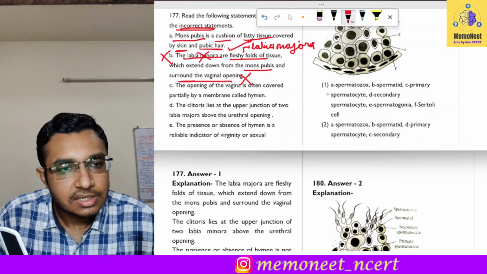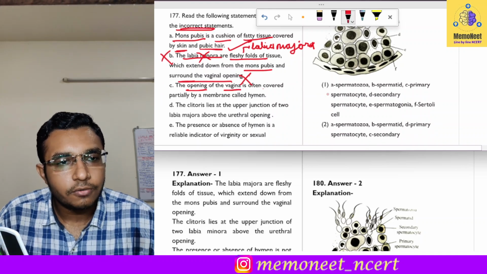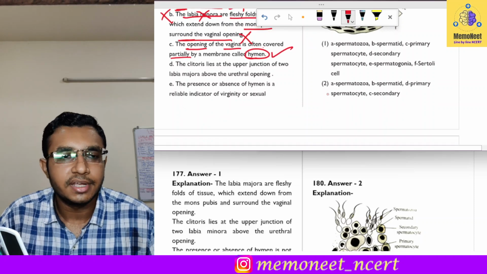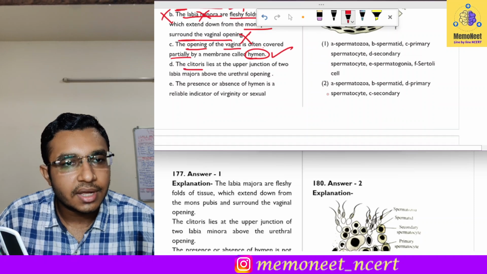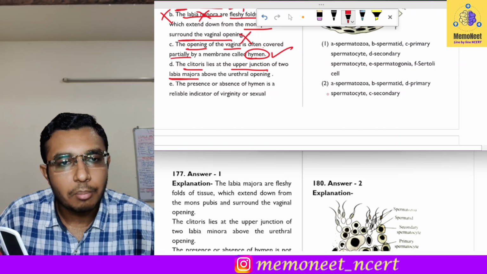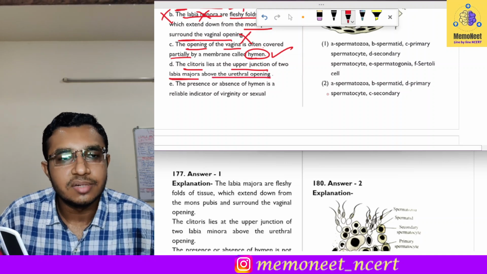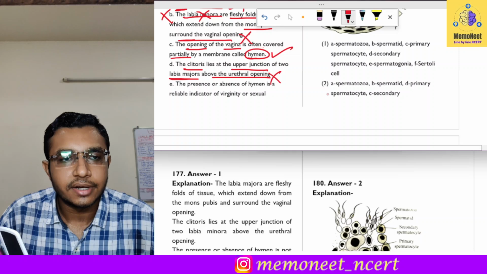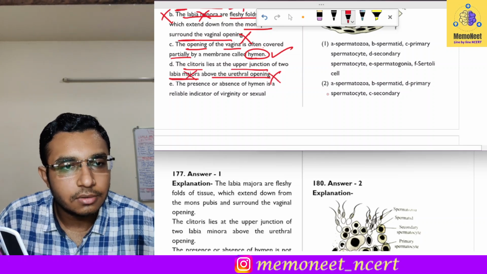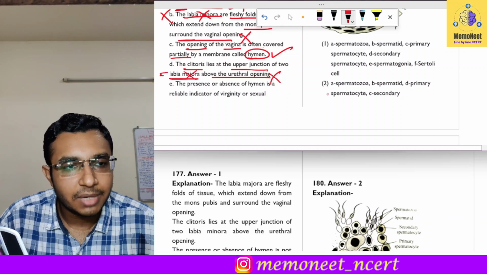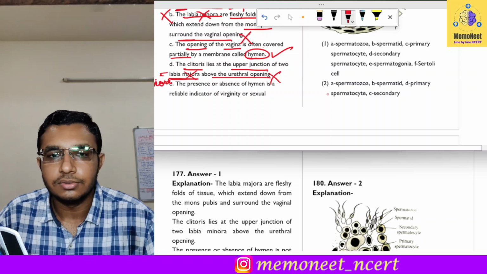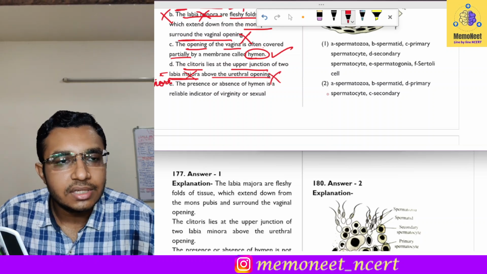Now the statement C is the opening of the vagina is often covered partially by a membrane called hymen. So yes, this statement is absolutely correct. Then statement D is the clitoris lies at the upper junction of the two labia majora above the urethral opening. So is this statement correct? No, this statement is incorrect because the clitoris lies at the upper junction of the two labia minora. Okay, so here it should be labia minora and not majora, and it lies above the urethral opening. So statement D is incorrect.